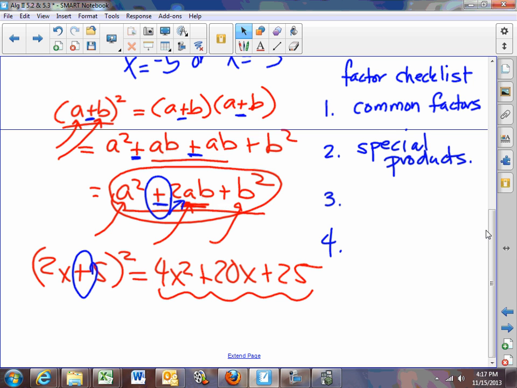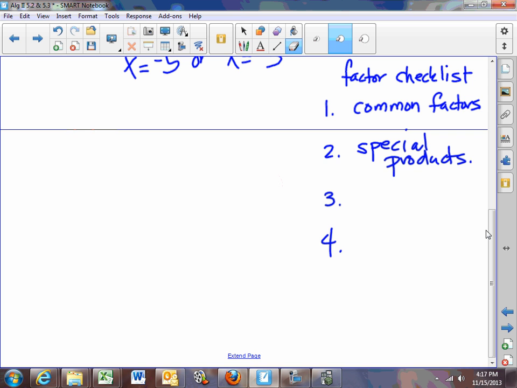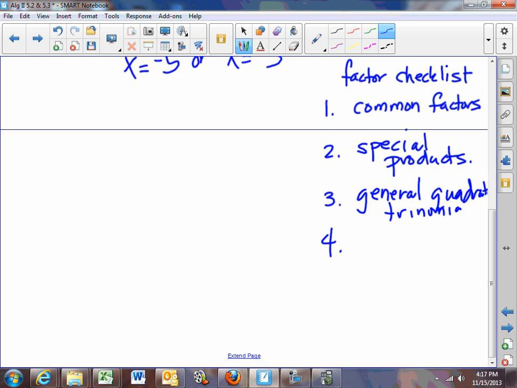All right, now that takes care of special products. The next thing that we need to do is we need to factor general quadratic trinomials. If it's not one of the perfect squares, but it's a general quadratic trinomial, then we would like to factor it. And this splits into two cases. There are cases that are simple, and there are cases that are more complex. Let's take a look at what I mean by the simple cases.